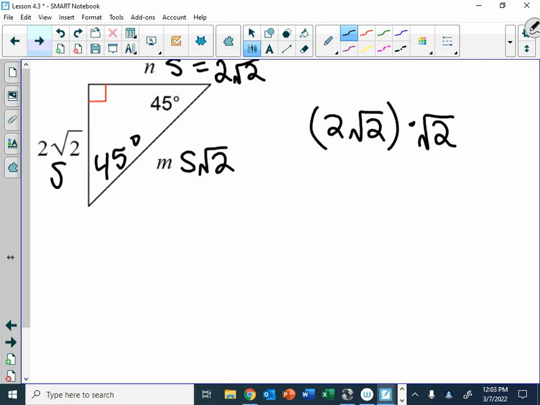Julia? Because this is s times the square root of 2. That's what I'm trying to figure out. The operation happening here is multiplication. Is it 4? Okay, 4. Good. If you don't get 4, though, let me know. Yeah, that would be right.